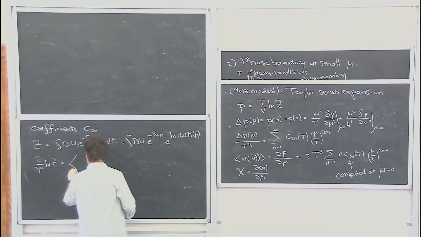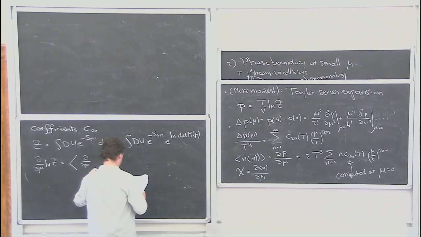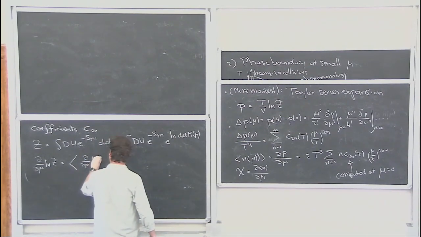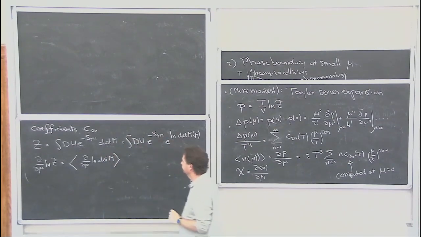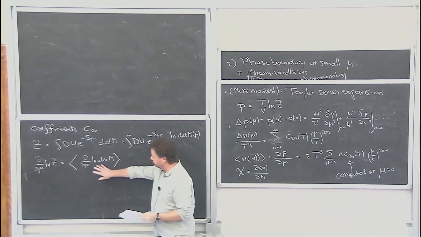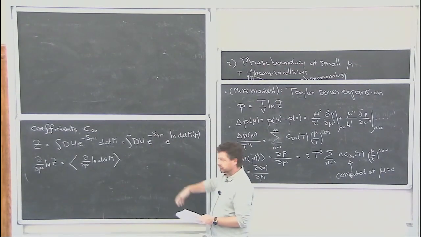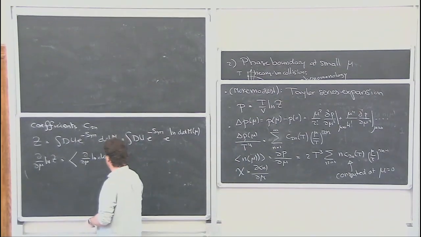So I can write this as the mu derivative of the log of that M, like this. Log Z means there's a 1 over Z to normalize the expectation value. If I differentiate Z, it brings down this term. And this, of course, continues like this.